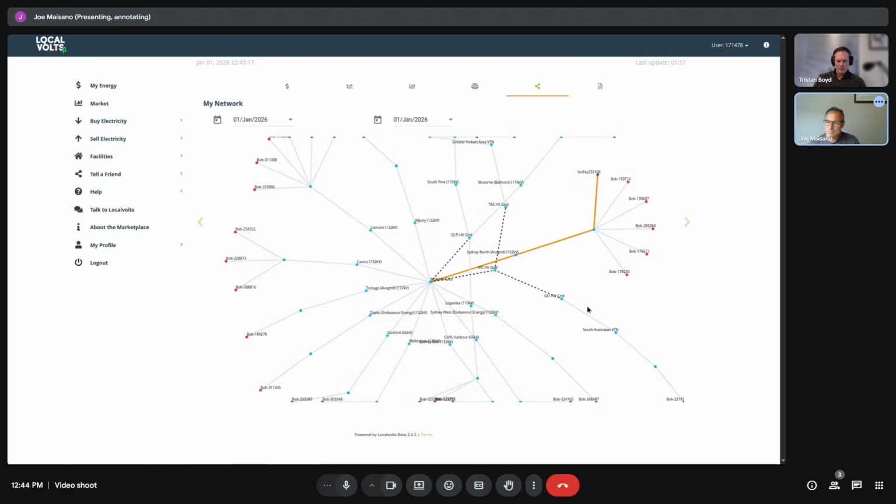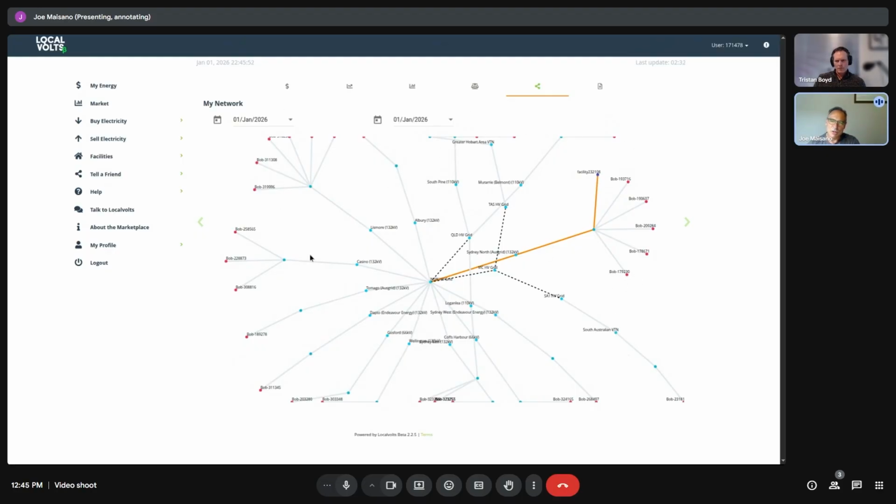which are these dotted lines. So it is possible in the LocalVolts peer-to-peer market to actually trade with someone in a different energy market region or a different state than where you are. But the regions have different prices, and they're separated by lines with certain capacities. So it's fairly complex work going on in the background to make that trade happen, but it happens automatically like any other trade with local people.